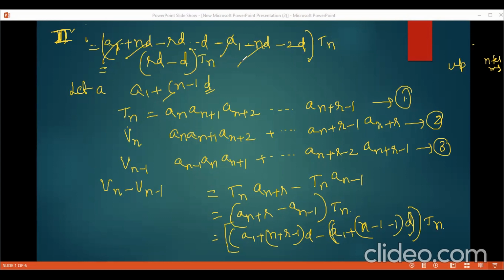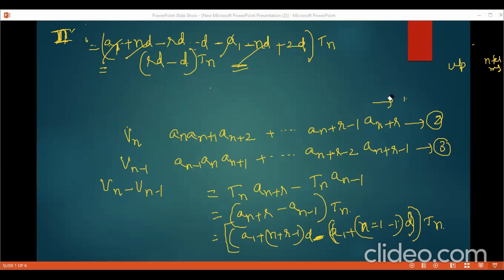So what do we take? RD... oh sorry, this is plus D, no, because minus into minus is plus, okay. So what do we get finally? We can write this as Vn minus 1. Our LHS is Vn minus 1. So Vn minus 1 is equal to Rd minus D times Tn. This we got. Okay. So now we can easily write Tn.